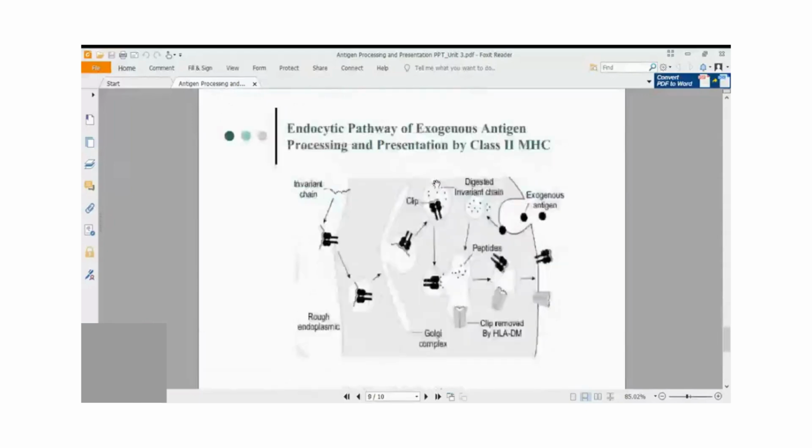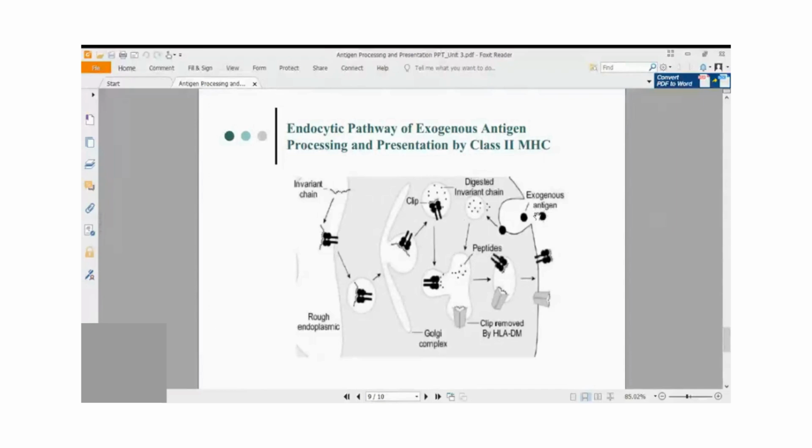We will see. The ability of processing the exogenous antigen is present only in the antigen presenting cells. Normal tissue cells will not do this function. Therefore, expression of class 2 MHC is unique to antigen presenting cells, and it is not expressed by other normal nucleated cells. Okay, it is presented by the antigen presenting cell. Let us take the exogenous antigen.